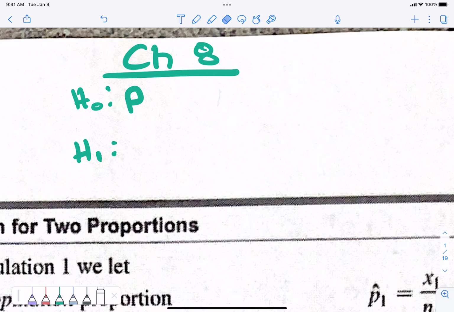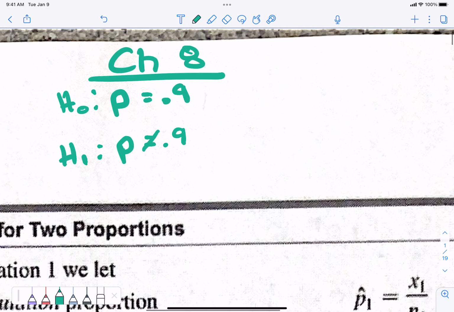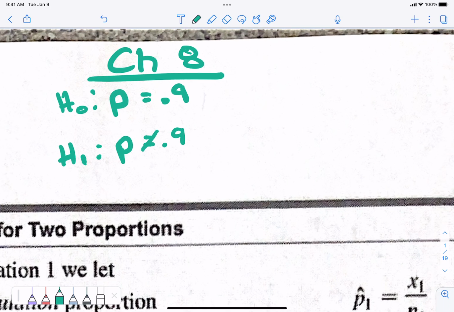Let's just say the percentage on this test is equal to 90%. We'll go 0.9. The percentage on this test is equal to 90%. Okay? And then the percentage on this test is not equal to 90%. And we would test that, right? Like the percentage on the test. That's just dealing with just this test.